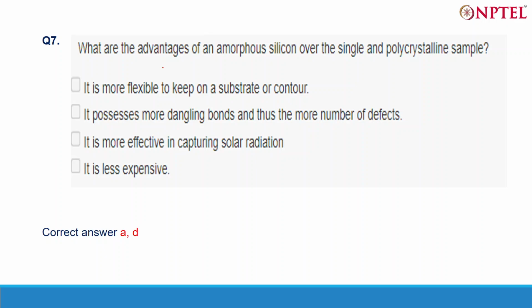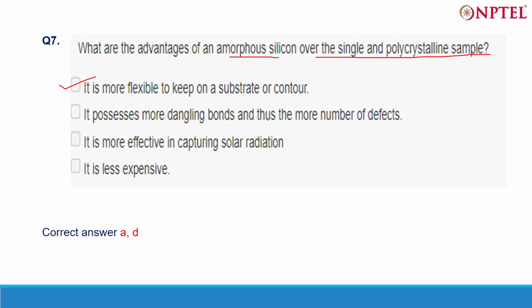This question asks about the advantages of having amorphous silicon. In crystalline silicon, everything is arranged in order; amorphous is haphazard. So what are the advantages of amorphous silicon over single and polycrystalline samples? Yes, it is more flexible to put on a substrate or contour. Why is it more flexible? Because the atoms are not arranged in a particular manner. You can flex them, you can bend them, to fit a substrate or contour.